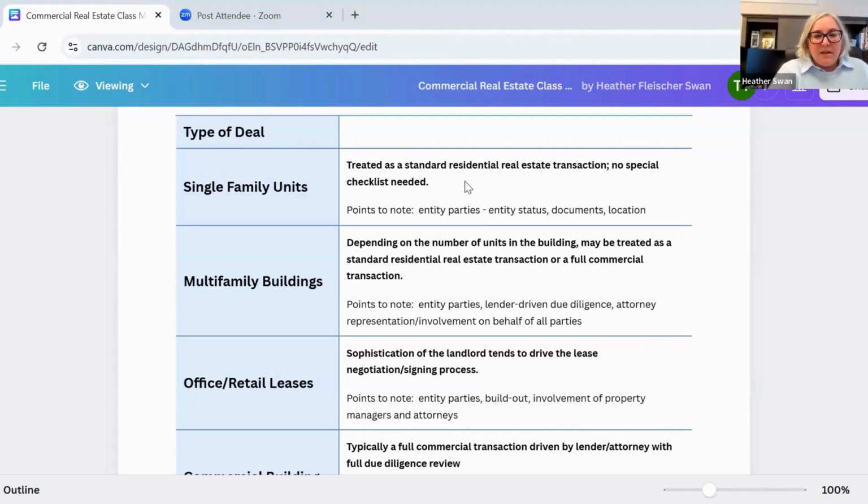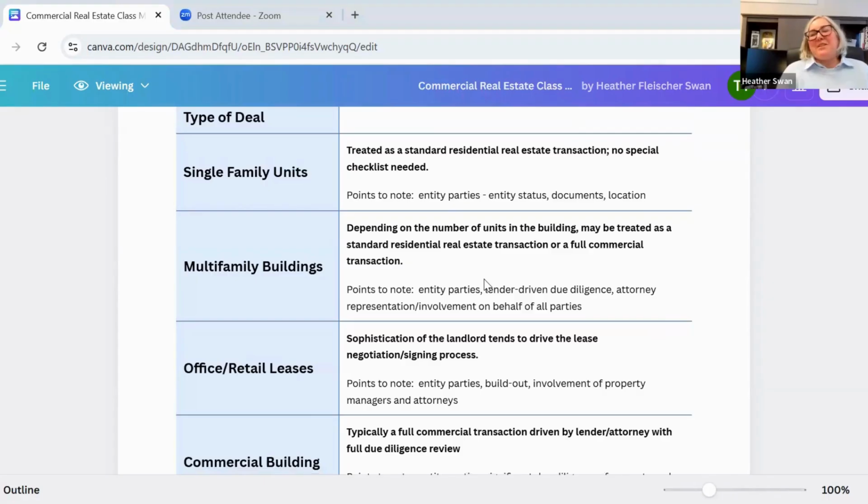Yep, Hillary says anything over 4 is treated as commercial. Absolutely. But I've seen some situations where, depending on how sophisticated the seller is, and how big their portfolios are, sometimes I see smaller properties treated as a commercial deal. So again, 4 and up is definitely a commercial transaction. Under 4, it could go either way.